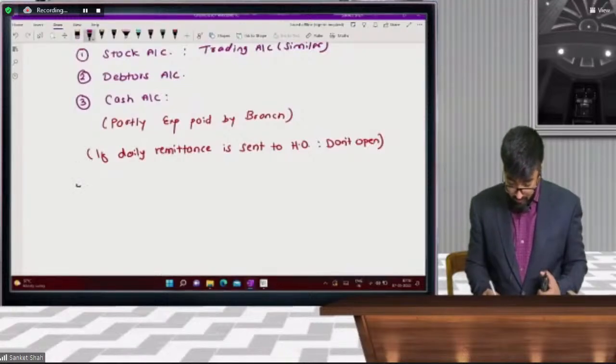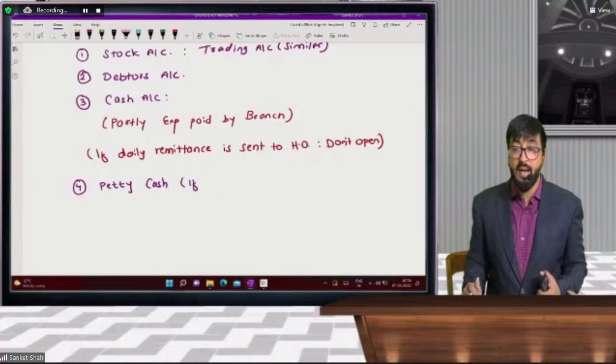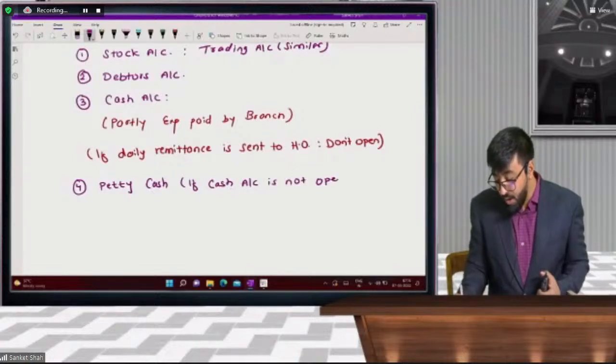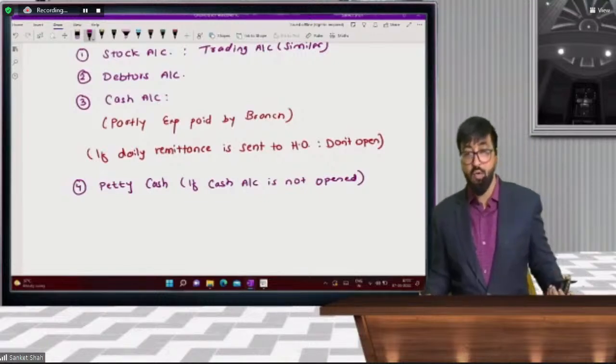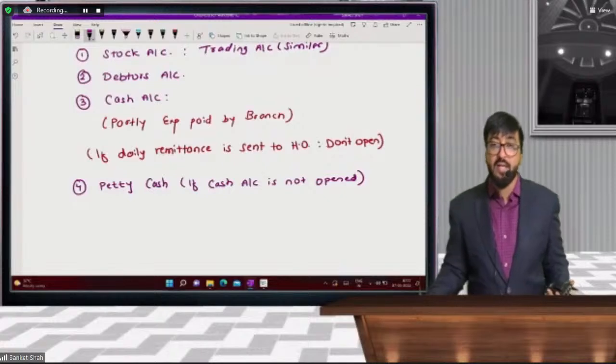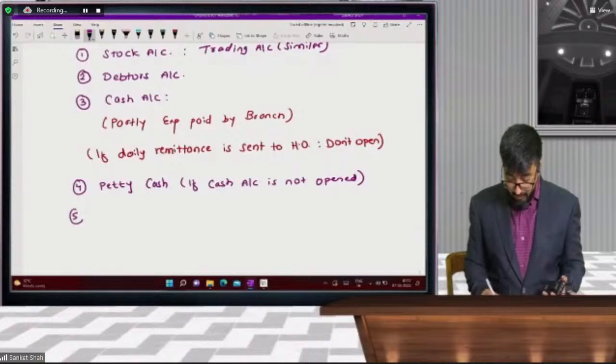Number 4, petty cash account. When will the petty cash account come? When the petty cash account is open, the cash account is not open. So either you will open the cash account or the petty cash account. The petty cash account is only for your expenses. So remember, if daily cash is remitted to HO, in that case you will open the petty cash account.